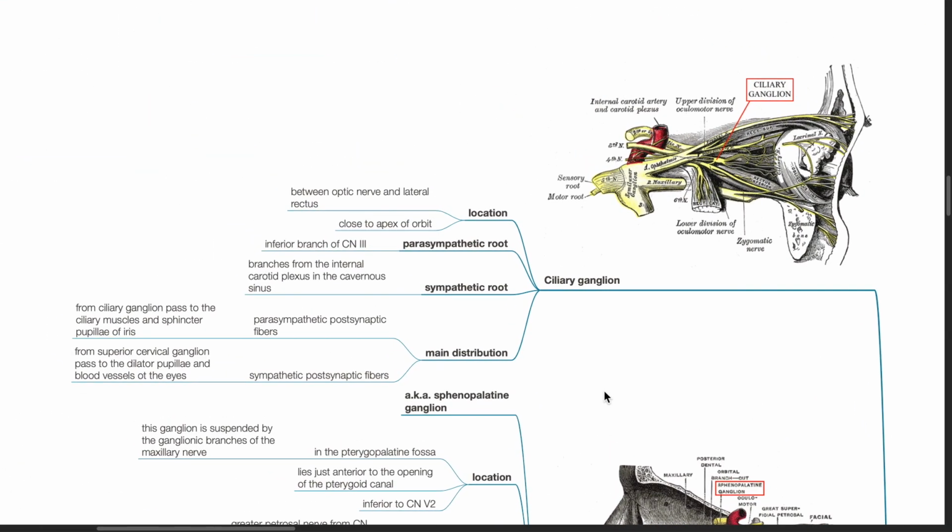The ciliary ganglion is located between the optic nerve and the lateral rectus, close to the apex of the orbit. Its parasympathetic root is the inferior branch of cranial nerve 3. Its sympathetic root is branches from the internal carotid plexus in the cavernous sinus. Main distribution: parasympathetic postsynaptic fibers from the ciliary ganglion pass to the ciliary muscles and sphincter pupillae of the iris, whereas sympathetic postsynaptic fibers from the superior cervical ganglion pass to the dilator pupillae and blood vessels of the eye.